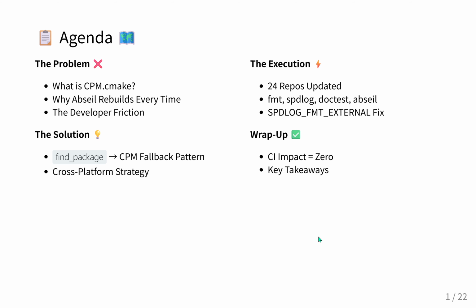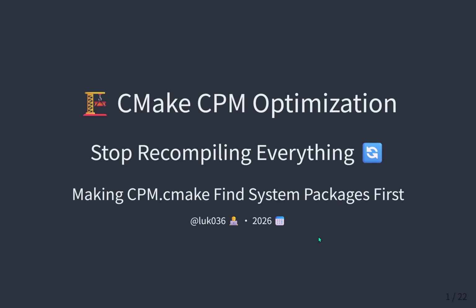It's a really elegant solution, too. It is. We are pulling from a 2026 presentation by a developer who goes by Luck036. It's titled CMake CPM Optimization: Stop recompiling everything. And it details how a shockingly simple code tweak managed to slash software build times from 15 minutes down to 30 seconds. That kind of speed up is game-changing for a development team.